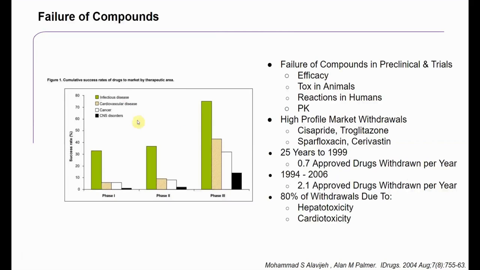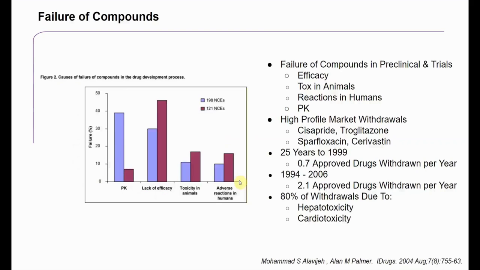So if we look at this figure here, this shows what was the scale of the problem. Apart from infectious diseases where you had reasonable success rates, for these other types of drugs in cardiovascular disease, cancer, or CNS disorders, you had very low success rates in phase 1 and phase 2, and slightly higher rates in phase 3. So this is a serious problem.